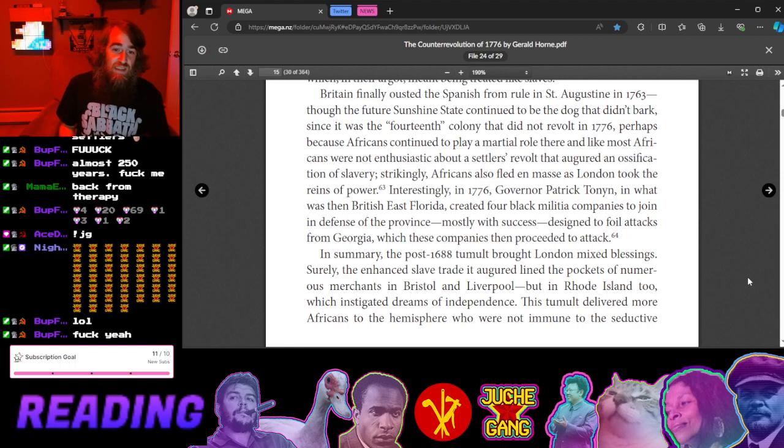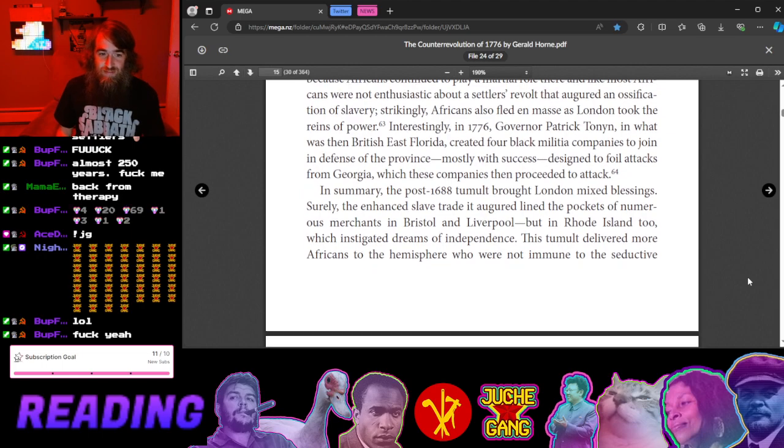Interestingly, in 1776, Governor Patrick Tonyn, in what was then British East Florida, created 4 black militia companies to join in defense of the province, mostly with success, designed to foil attacks from Georgia, which these companies then proceeded to attack.